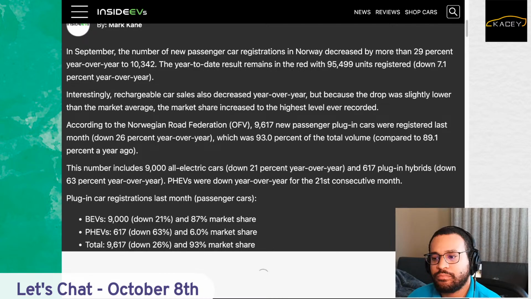What you're probably seeing there is that their infrastructure and the multifamily off-street parking or on-street parking situation is getting better to the point where people don't feel they need the backup of a hybrid.